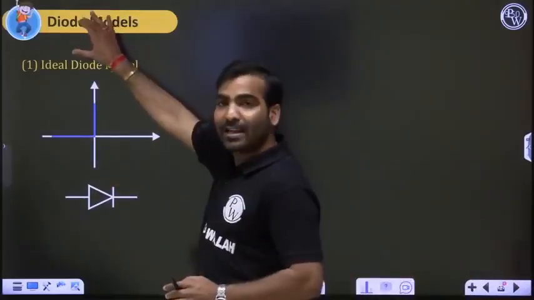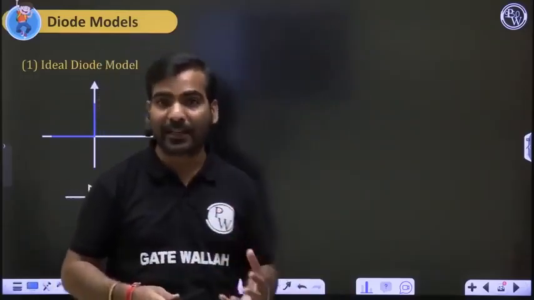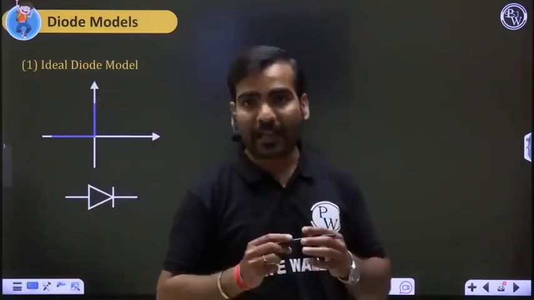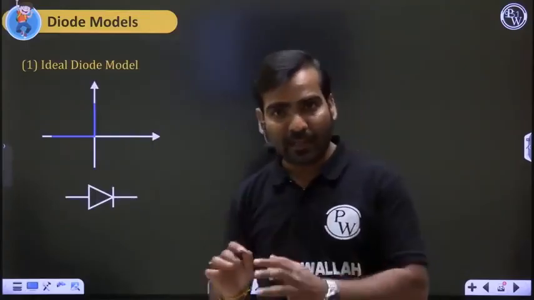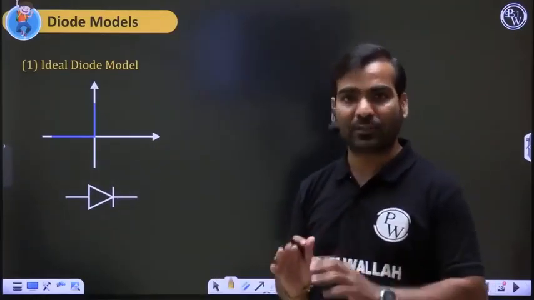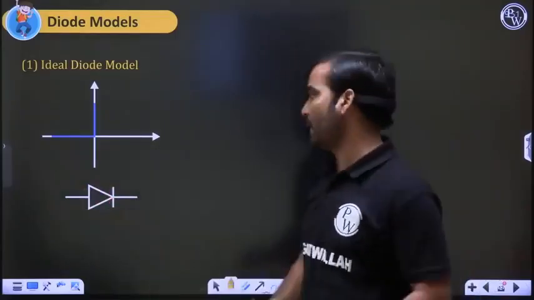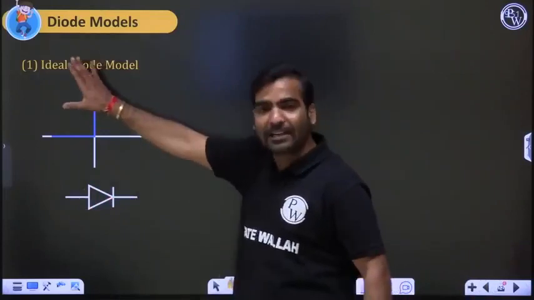That is known as diode models, because we want to design some circuits using the diode, and we have to analyze those circuits by hand calculations only. That's why we need these approximations. Otherwise the diode is an exponential device, 100%. Okay, so this is the first model, the ideal diode model.